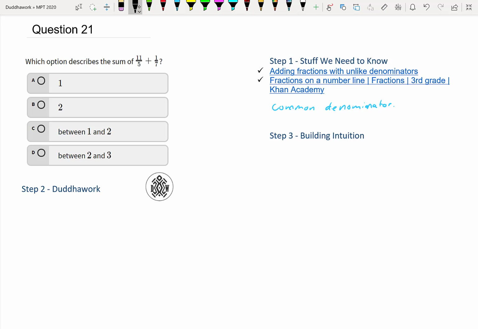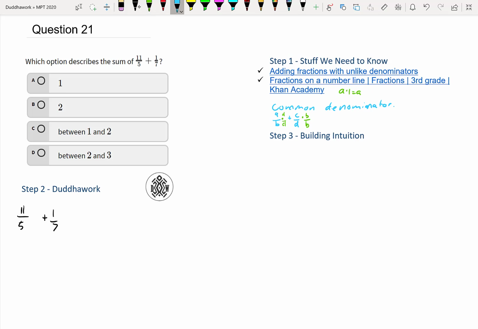So step two here is to just do the work. We need the two fractions. So it's 11 over 5 plus 1 over 7. What's our common denominator? Well, in general, let's say we have a over b plus c over d. We can get a common denominator by multiplying by d on top and bottom for the first fraction, and multiplying by b in the second fraction. We're allowed to multiply by this because d over d is just 1, and we're allowed to multiply by 1 since a times 1 is just a.